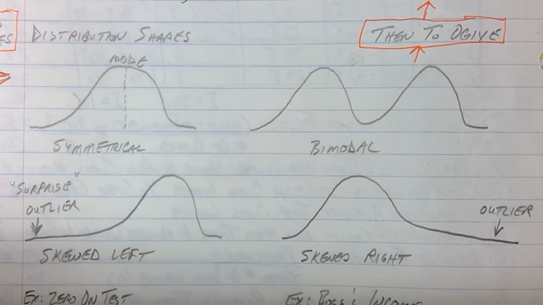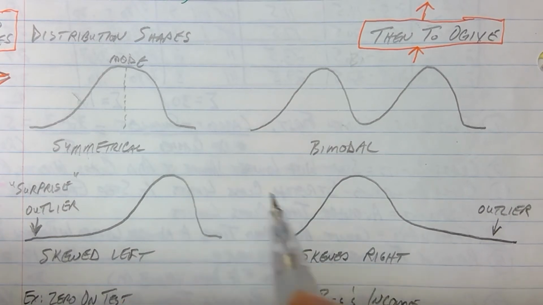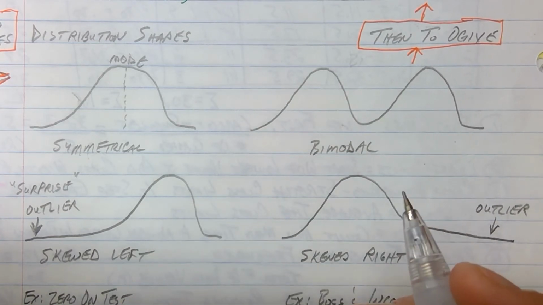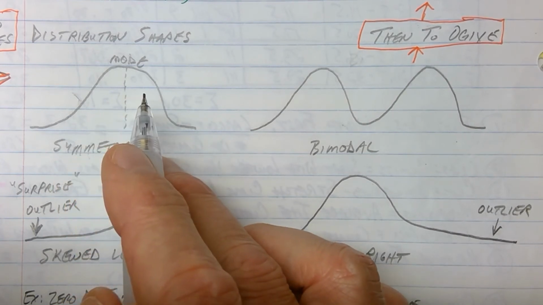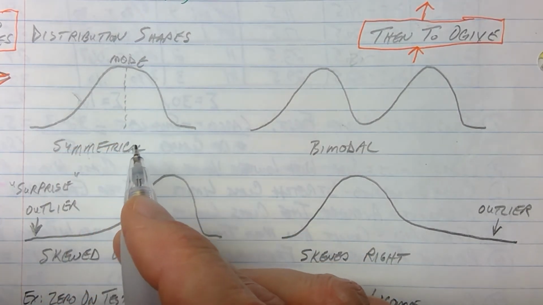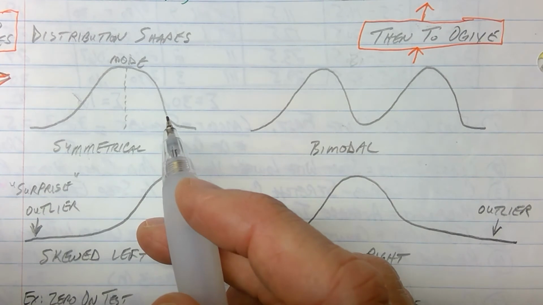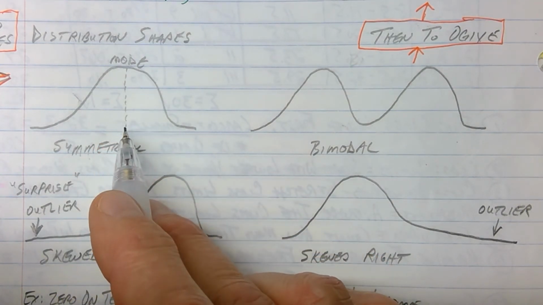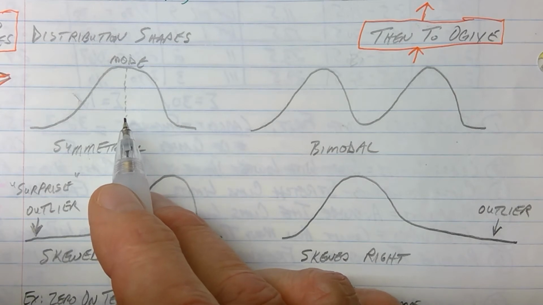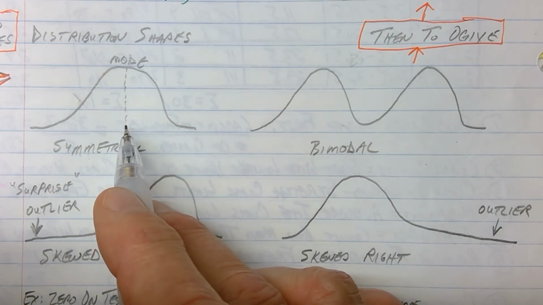Now, some of these curves that appear when you organize your data in a table and then graph it are your basic symmetrical curve. This is the one we like. This is the one we work on the most in this elementary statistics class. In a symmetrical curve, the mode is in the middle. And by the way, so is the mean and the median, but that's another lesson.